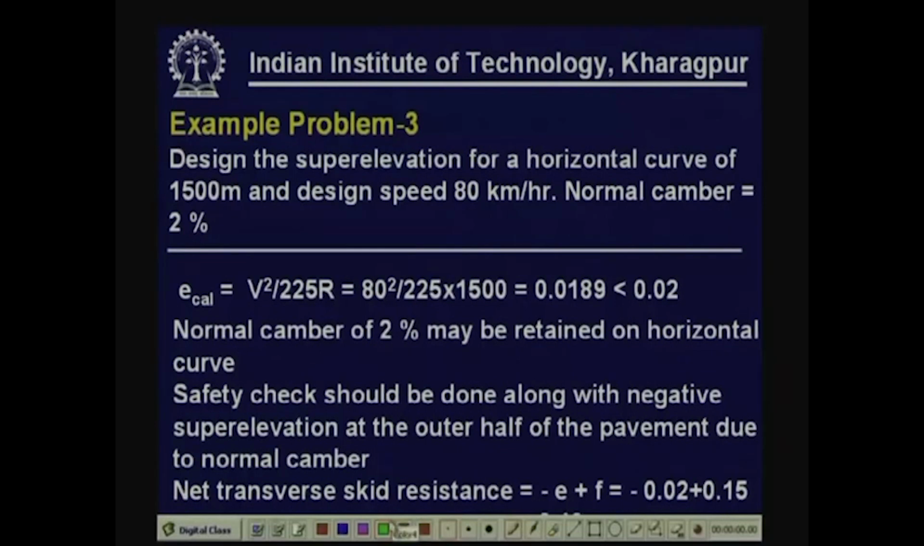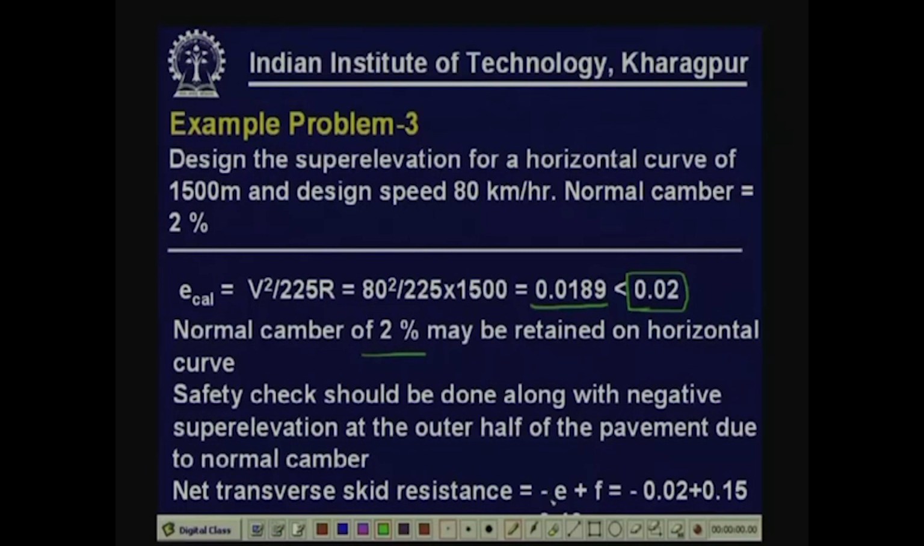In this case also, with 75% design speed, we calculate E, but this E is lesser than 7%, and it is also lesser than the camber. The camber value is 0.02. So, what we try to do is provide the slope equal to camber and check whether the normal cambered section can be retained.